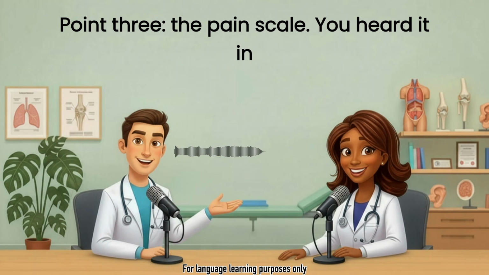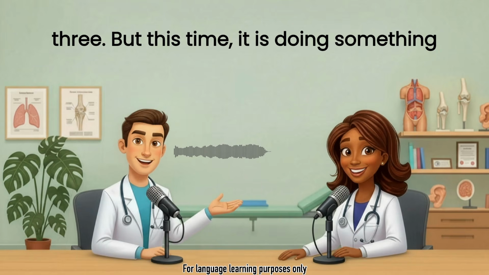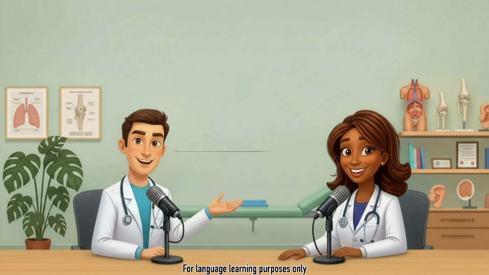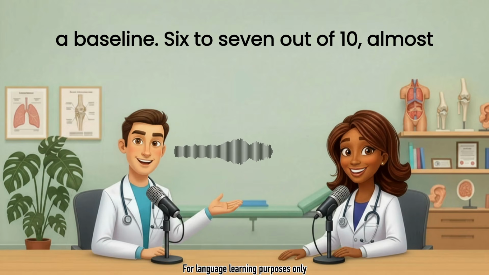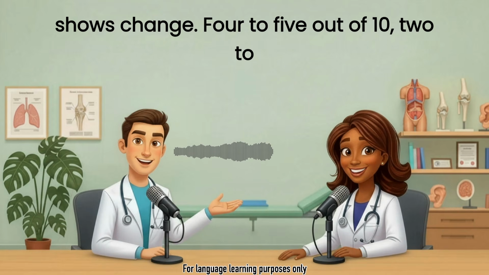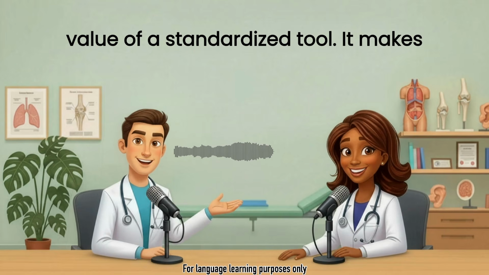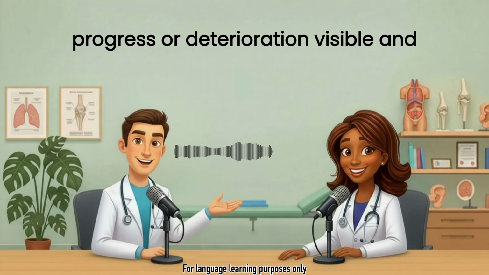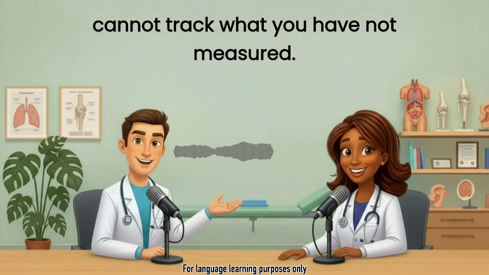Point 3. The pain scale. You heard it in episode 1, and it is back in episode 3, but this time it is doing something different. In episode 1, the pain scale established a baseline: 6 to 7 out of 10, almost every day. In this episode, the same scale shows change: 4 to 5 out of 10, 2 to 3 times a week. That is the clinical value of a standardized tool. It makes progress, or deterioration, visible and comparable across appointments. You cannot track what you have not measured.